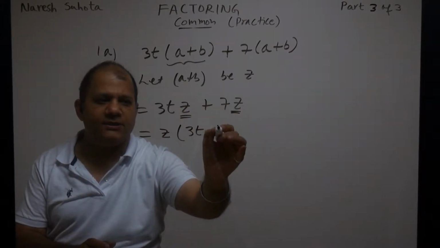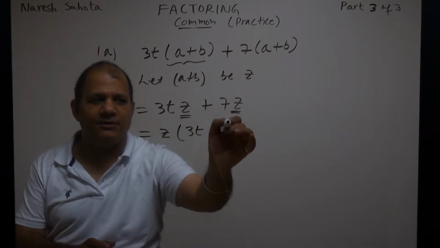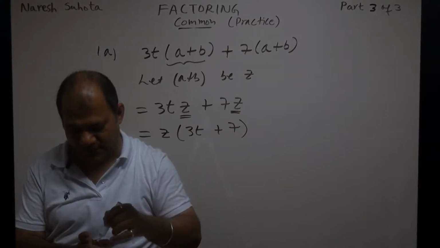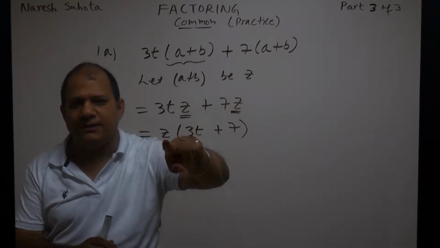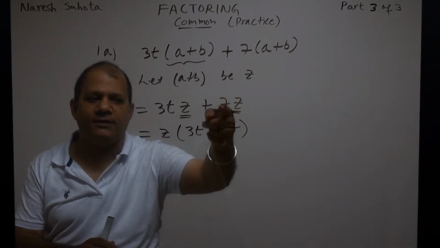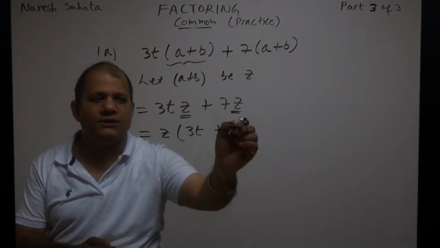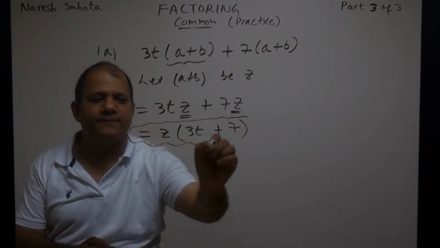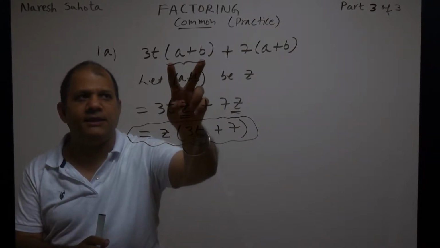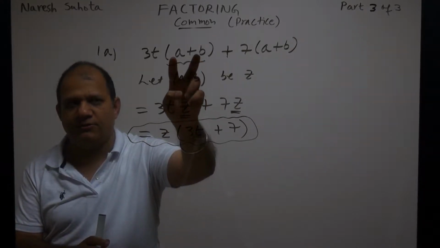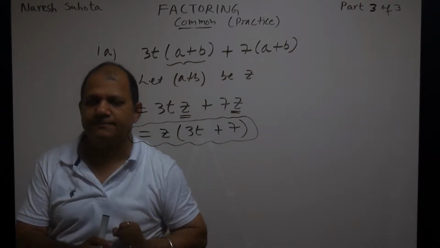And now for the second term, z times 7 will give me 7z, right? In other words, from 7z I pulled out a factor of z. So what's the other factor? Well, the other factor is 7, right? So this is the answer we get. So here this was not so hard. What's making this question hard is the lengthy expression of a plus b in the bracket, right?